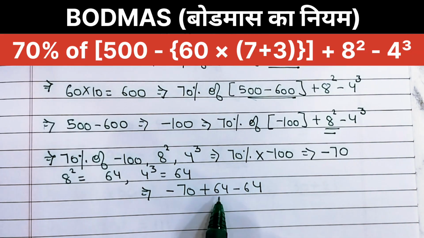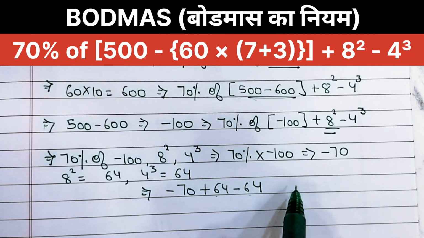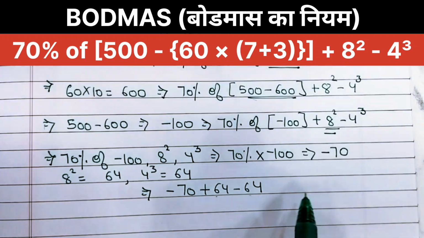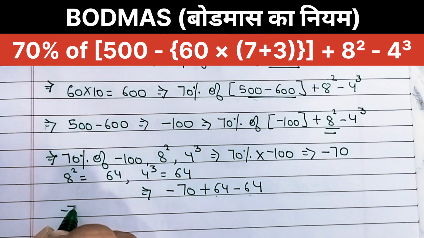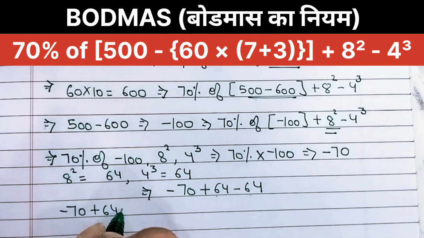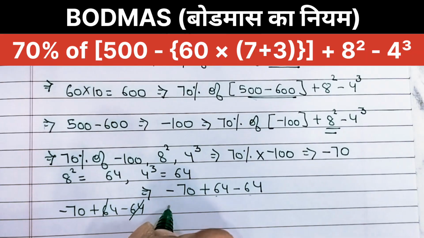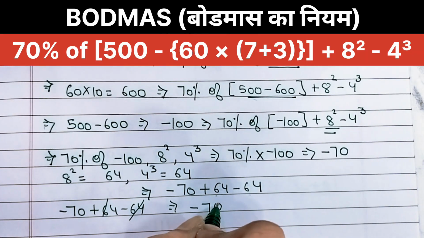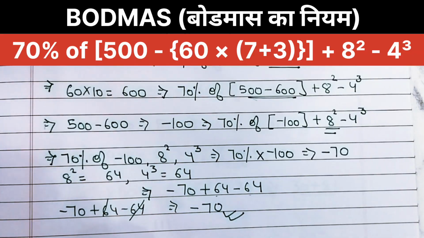Now you can cut the values: plus and minus of the same value can be cut down. Addition and subtraction is the last step, calculated from left to right. So now minus 70 plus 64 minus 64, cut it down and we'll get the answer minus 70. This is the final result. According to this step, execute the basic addition and subtraction to finish this expression.